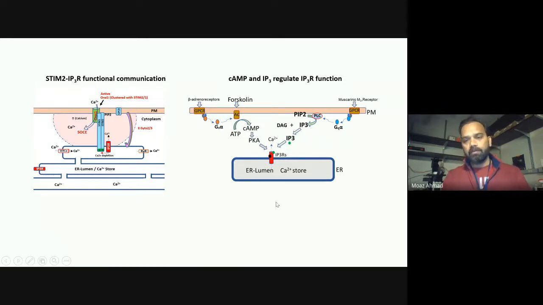So we know that basal activity of these two pathways causes STIM2 clustering. In our ongoing work, we want to investigate how these two pathways regulate STIM2 function, STIM2 clustering, and how it regulates SOCE and downstream functions. David Yule and others have reported that there is a synergy between these two pathways. So we'll come to that.